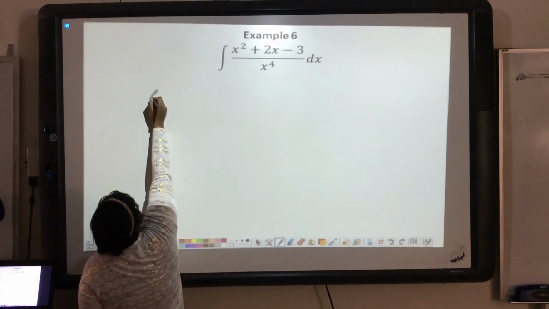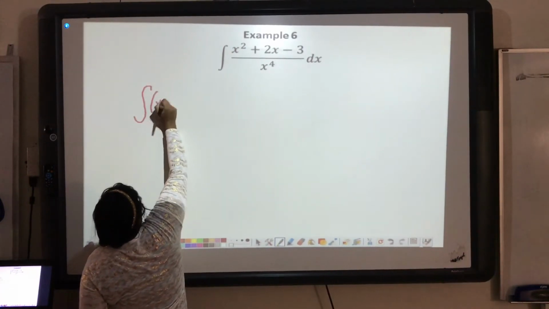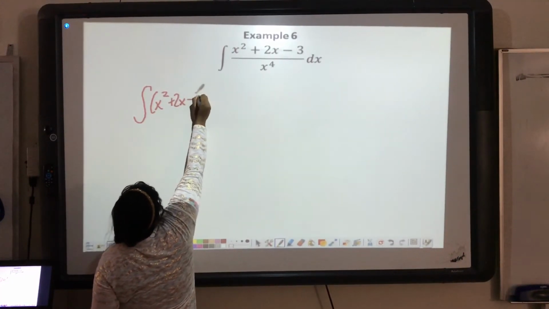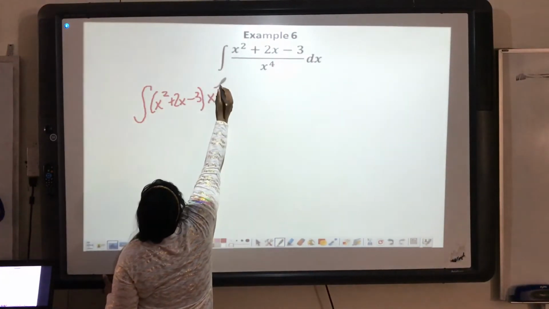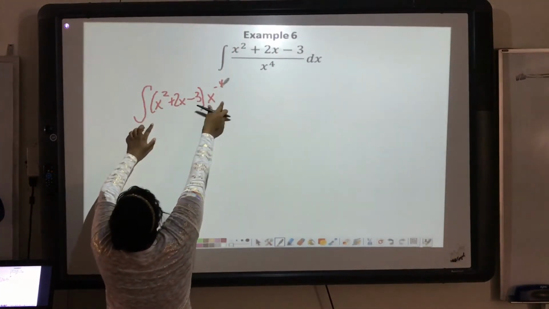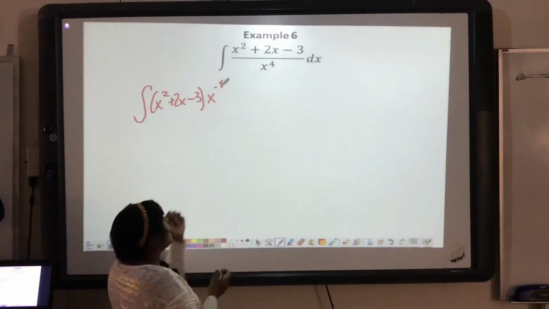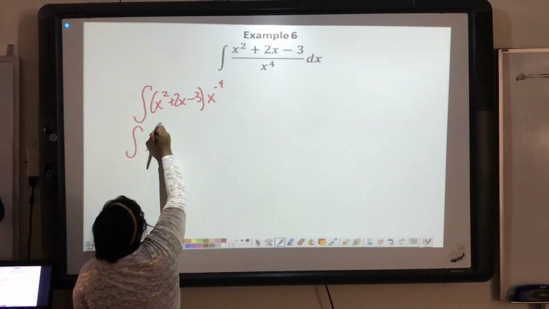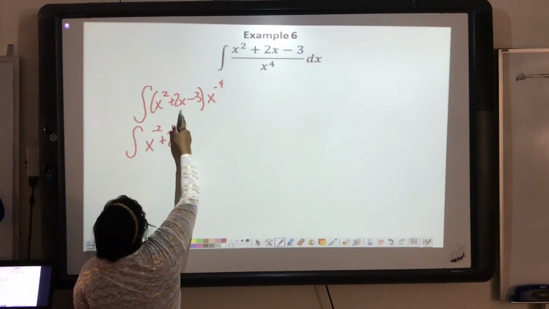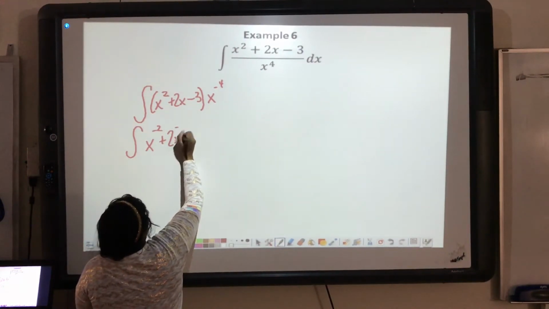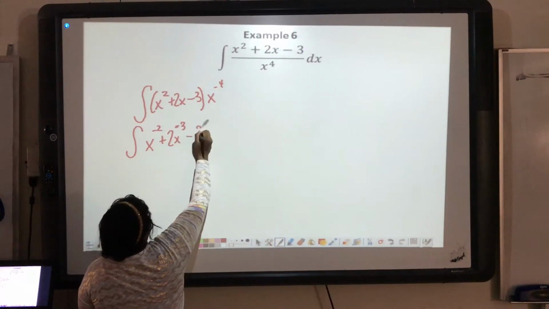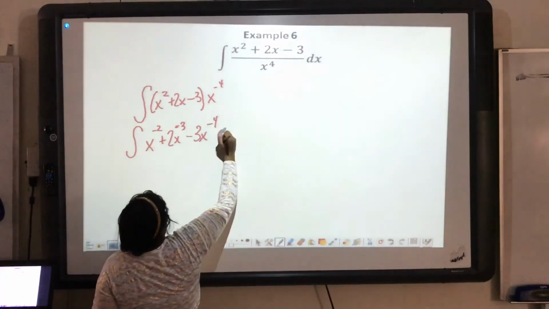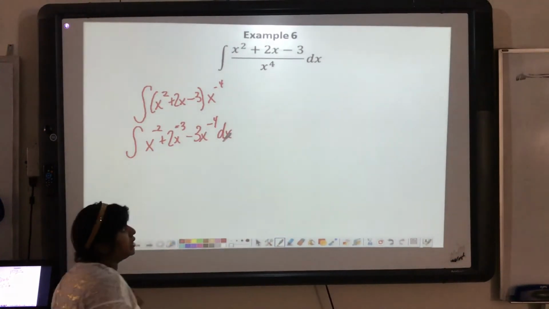So this is going to be x squared plus 2x minus 3 times x to the negative 4th. When I multiply my exponents, I'm actually adding them, so this is now going to be x to the negative 2 plus 2x to the negative 3 minus 3x to the negative 4th dx. And now I can continue on.